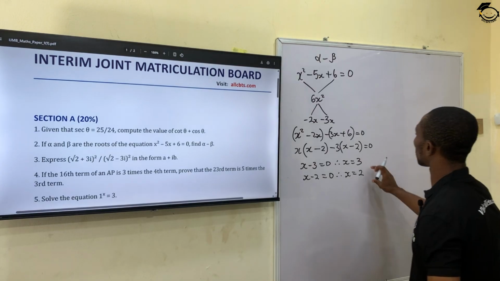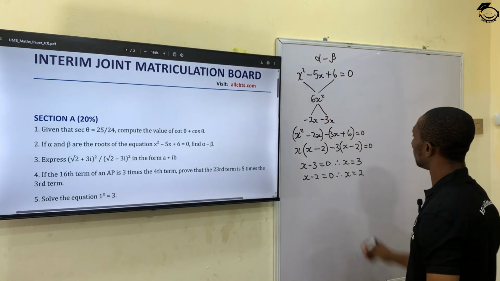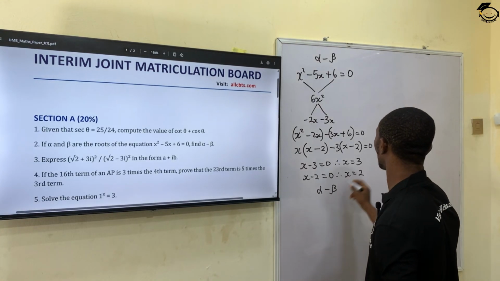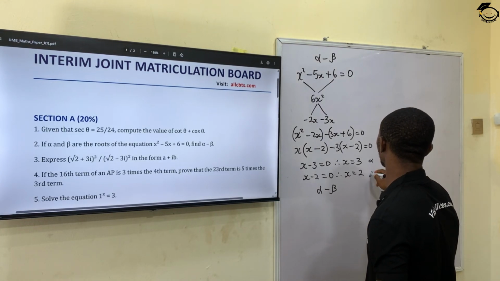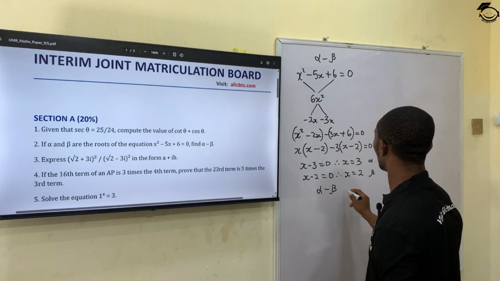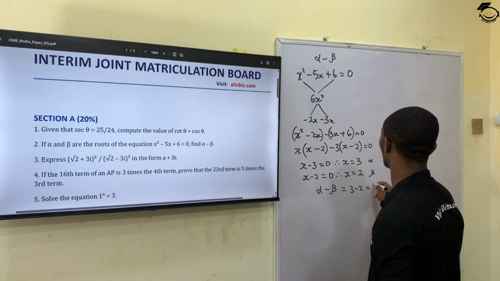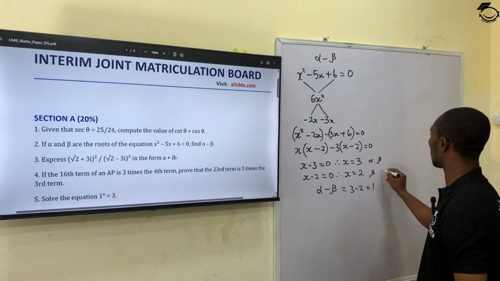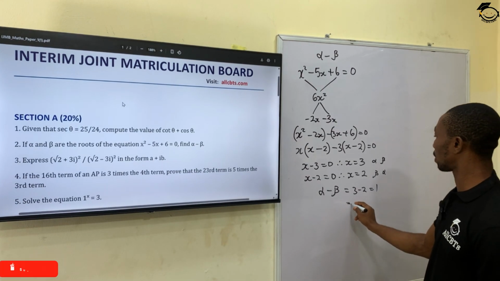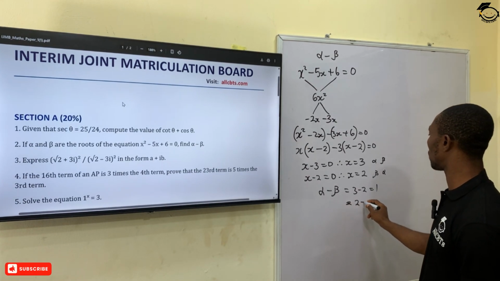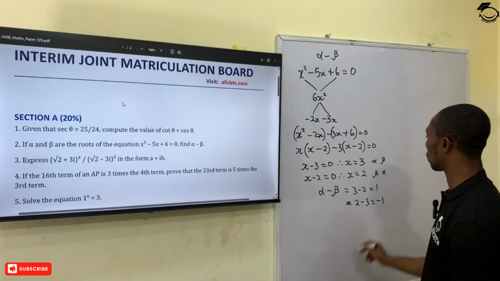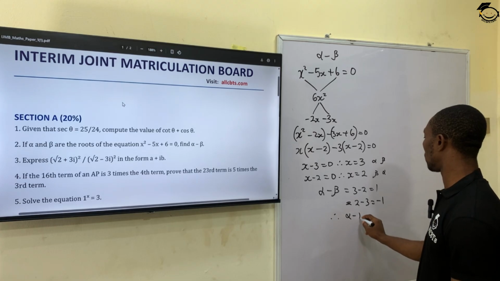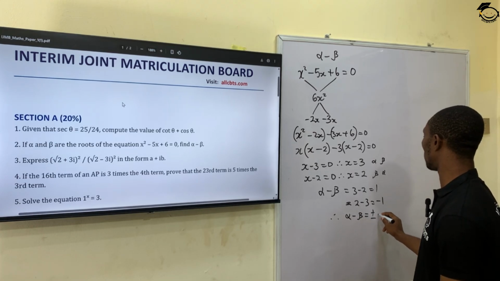All right, now these are our two factors as alpha and beta. So if we say alpha minus beta, where this is alpha and this is beta, we would have 3 minus 2, which will give us 1. And if we turn it the other way around, having it as beta and alpha, it will still give us 2 minus 3, which will give us minus 1. So therefore, we can conclude that our alpha minus beta would be plus or minus 1.